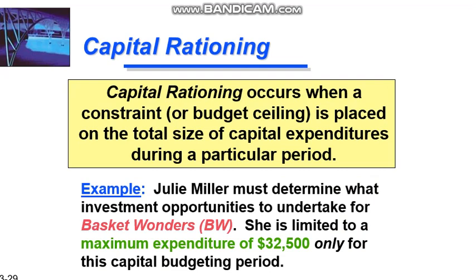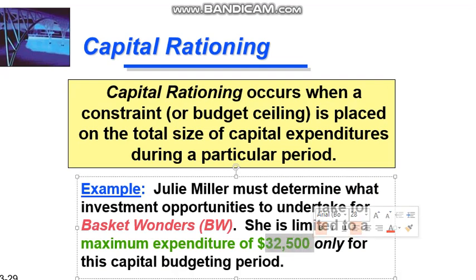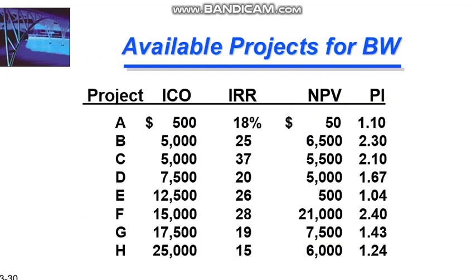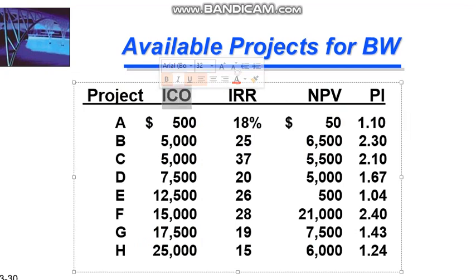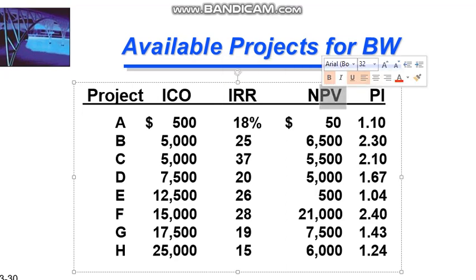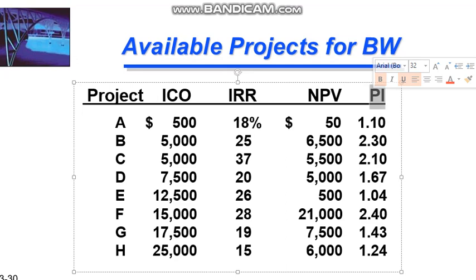She is limited to a maximum expenditure of 32,500 only for this capital budgeting period. Okay, now what's going to happen? She has a constraint of 32,500 and she has to invest it in a bundle of projects. We have projects A, B, C, D, E, F, G, H, and we can see that initial cash outflows are given, IRRs calculated, NPVs are given, and profitability indexes are given, right?